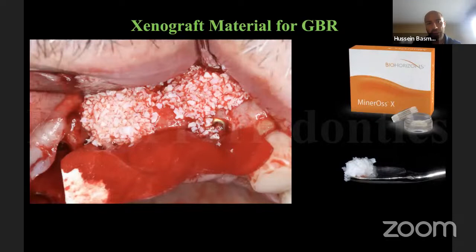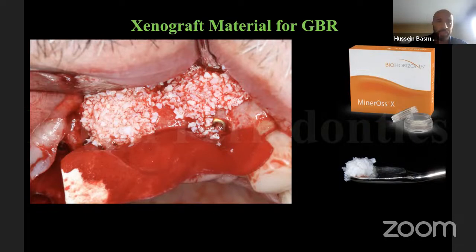Why? For the reasons that I just mentioned. And then we have the xenograft. Xenograft should be used solely for the stability of the graft mainly, and we always try to keep that bone graft away from contact with the implant. Why? Because we don't want the dead particles that I mentioned around the implants.